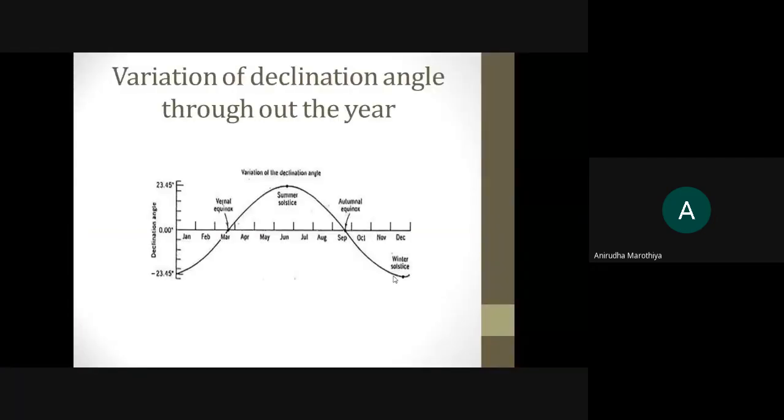So this PPT indicates the variation of declination angle throughout the year. Somewhere over here, in the starting of January, the value of del is negative, that is minus 23.45. That means the position of sun with respect to earth equatorial plane is in the northern hemisphere. And then in March, the value of del is nothing but 0, which is the vernal equinox.